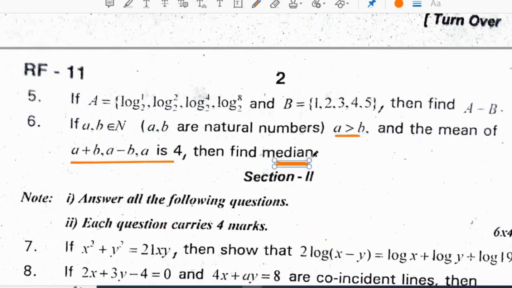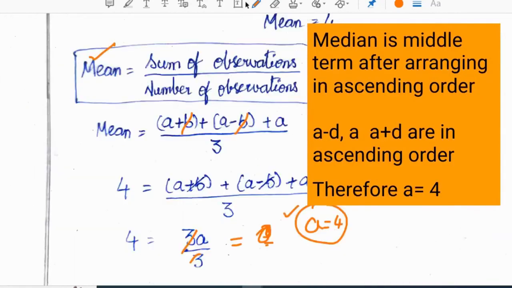The question asks for the median. So median is equal to, first we have to arrange in ascending order. Whatever the middle number is there, that is the median. So A is the median, which we got as 4.